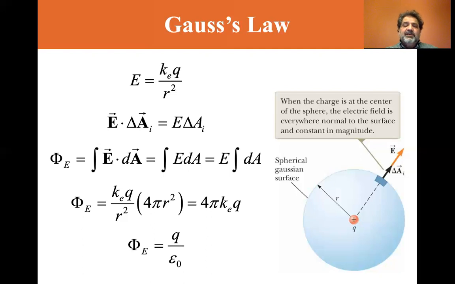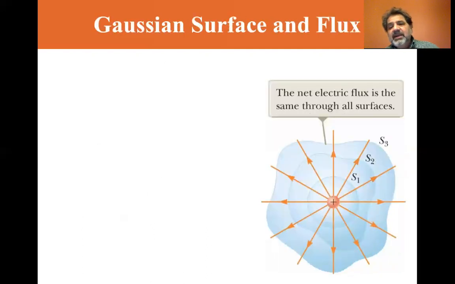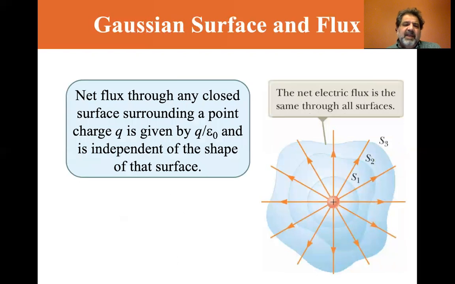Well, now we're talking about a sphere here, but really the net electric flux is the same through all surfaces. So whether we define it as a sphere at S1 or a blob at S2 or a bigger blob at S3, it's the same. The electric flux is the same in all cases. So the net flux through any closed surface surrounding a point charge Q is given by Q divided by epsilon 0, and is independent of the shape of that surface.